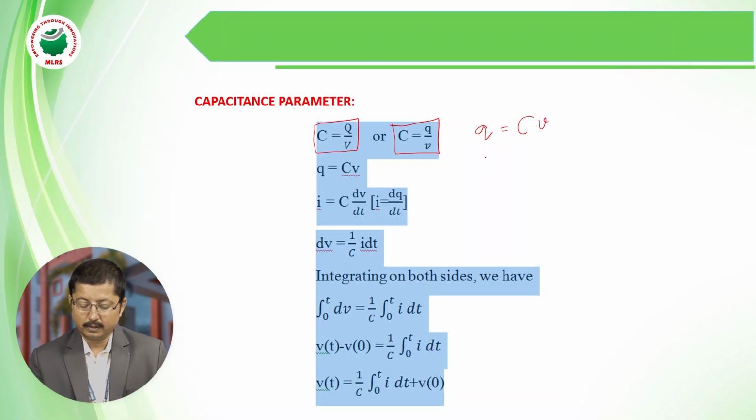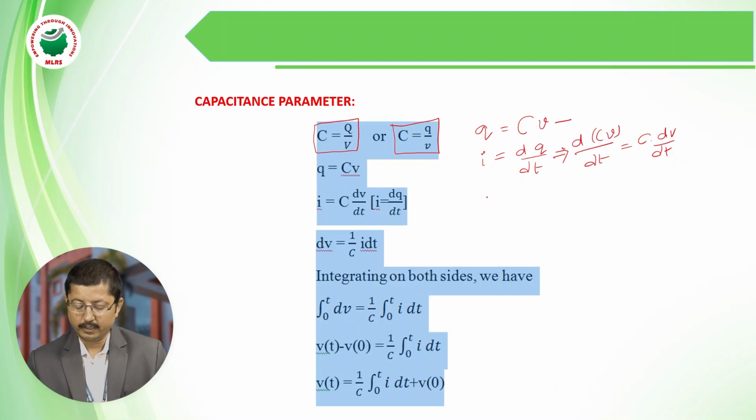So from this we first have to write the relation for current. Current I is equal to dq divided by dt, that is the rate of flow of charge. If we substitute this Q value in the current expression, then current I is equal to d(CV) divided by dt. From this we can take the constant C common. So I is equal to C dV divided by dt. Therefore, the current flowing into the capacitor is equal to C into dV divided by dt.